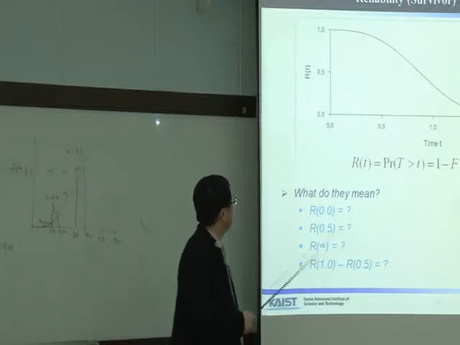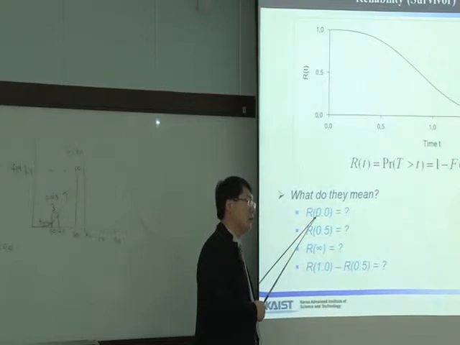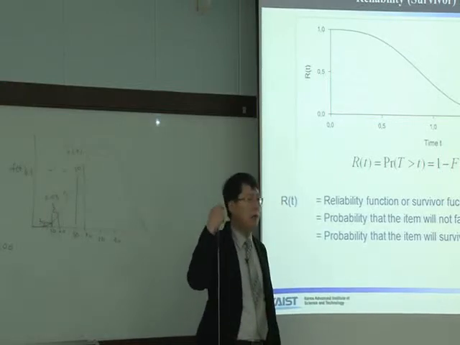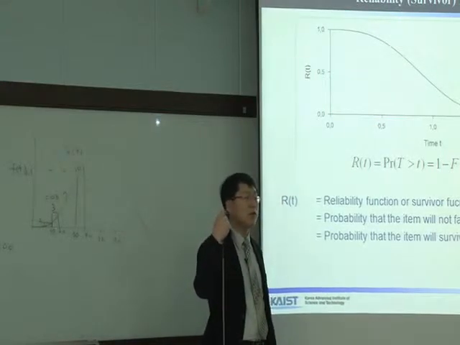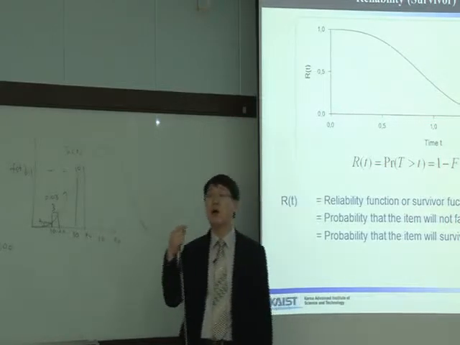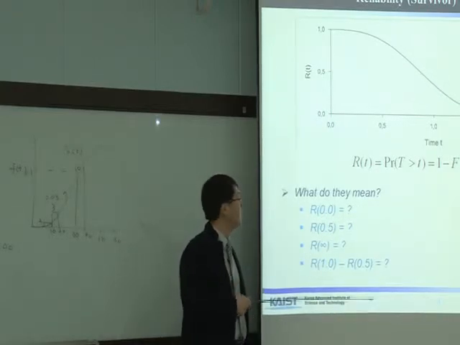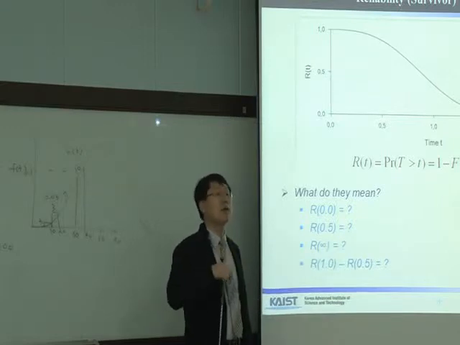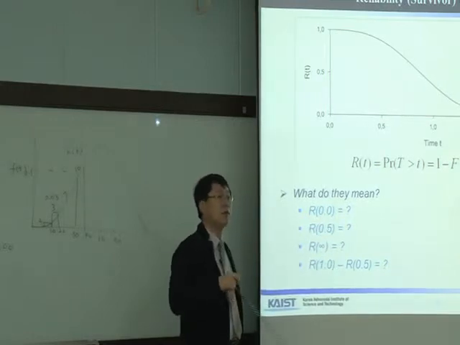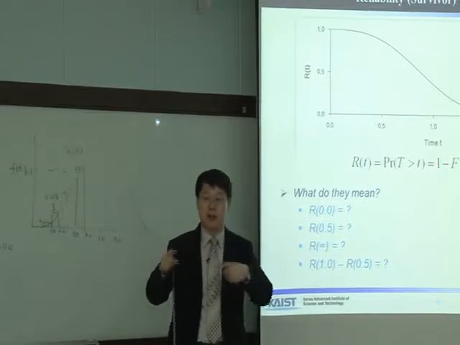So R(0) means survival, reliability. If you think of survival, it's more convenient for you to understand the meaning. R(0) means, yeah, it's 1, that the lifetime is greater than 0. R(0.5). Now you know the drill. Okay.